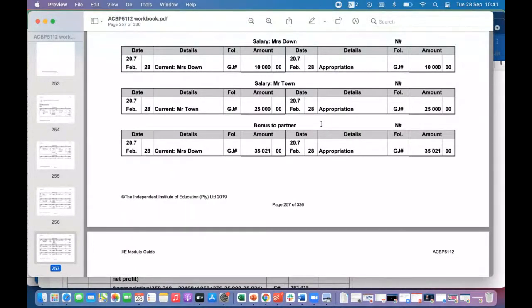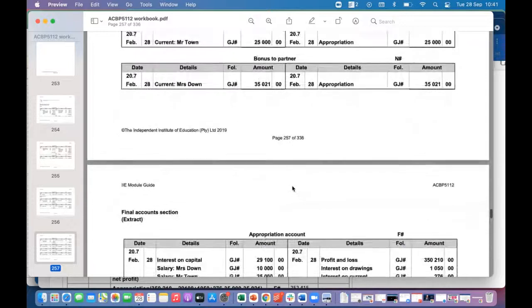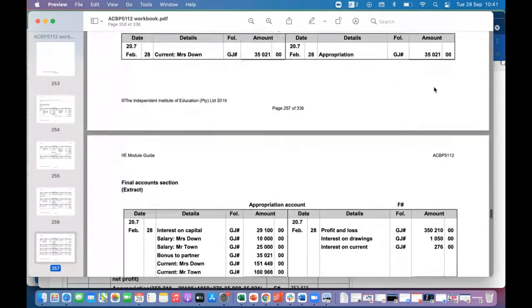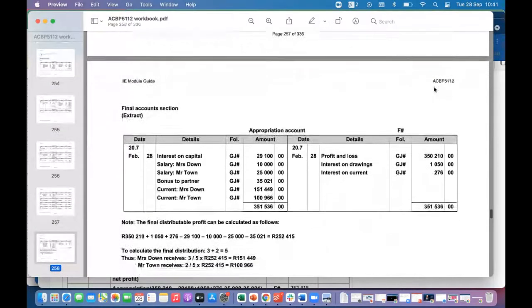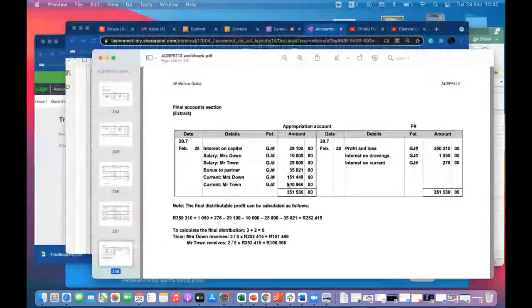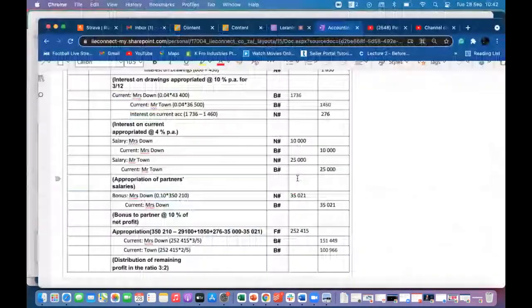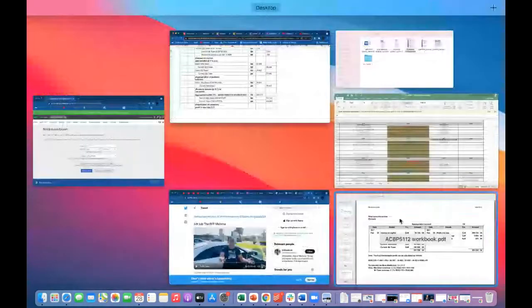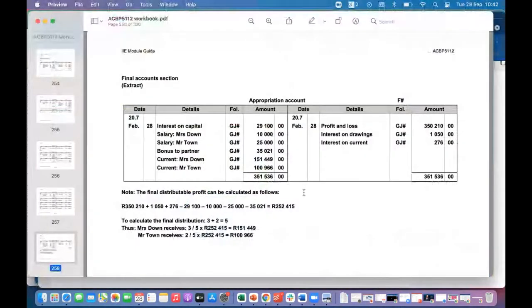Salaries, okay, again, money leaving us, so we're debiting, and then it gets closed off to the appropriation account. Bonus to partner, money leaving us, so we're debiting, and then it gets closed off to the appropriation account. And here now you can see the appropriation account right here.